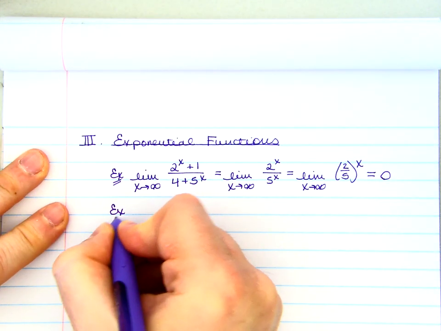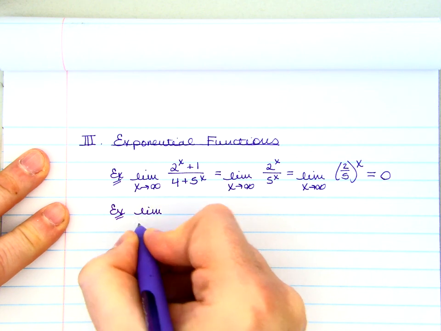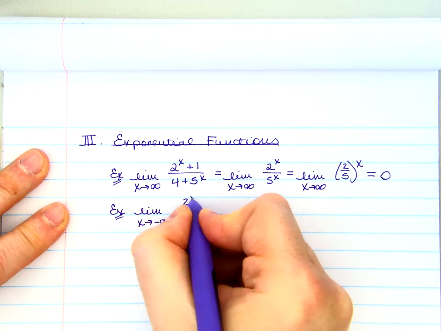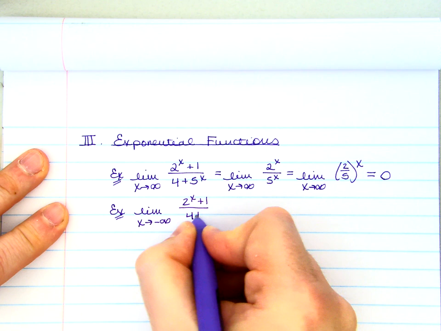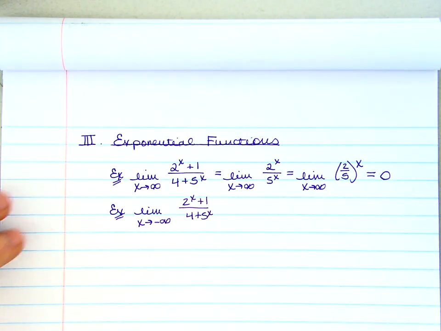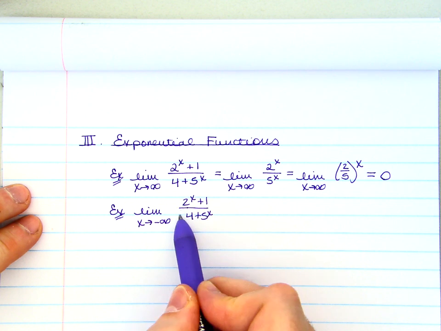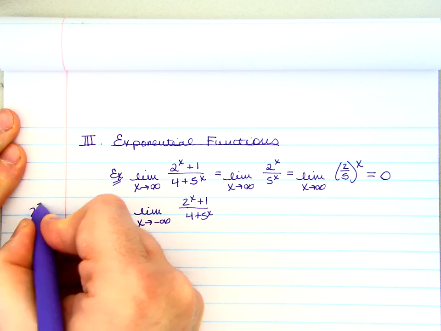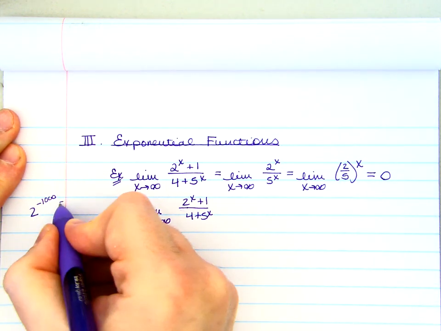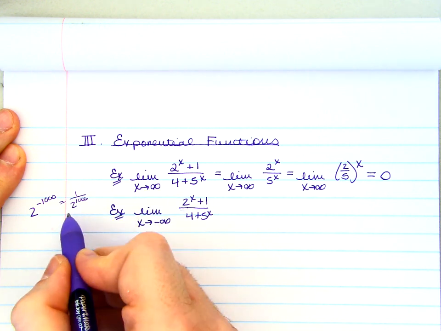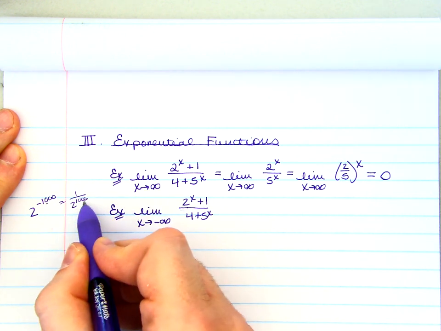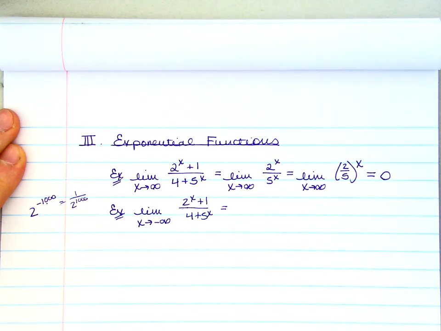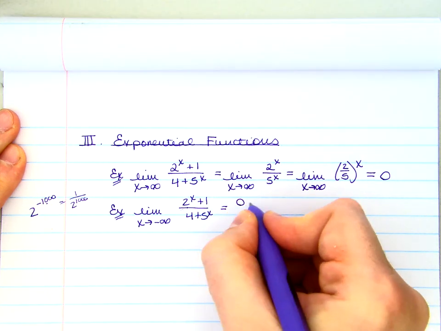Let's do the limit as we approach negative infinity of 2 to the x plus 1 over 4 plus 5 to the x. What is 2 to a negative huge number? Well, let me do some work on the side. 2 to the negative 1,000 is 1 over 2 to the 1,000. And as this gets more and more negative, 1 over 2 to a million, 1 over 2 to a billion, 2 to the x, if x is approaching negative infinity, should get really close to 0. I'm just going to say this is 0 plus.